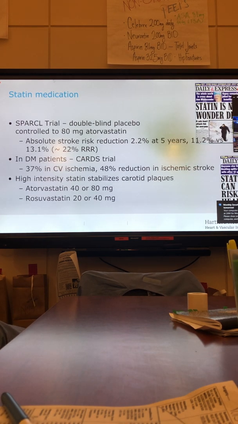What about statin medication? So we want all these patients to be on statin medication. Even if they say they have statin intolerance, unless they have a real contraindication to statin, like they've had rhabdomyolysis, or they've had hepatic failure associated with statin use in the past, we want to put them on some type of statin medication, preferably at what's known as a high intensity dose. Why is it so important? There's an absolute stroke risk reduction of 2.2% in 5 years, which is a 22% relative risk reduction.